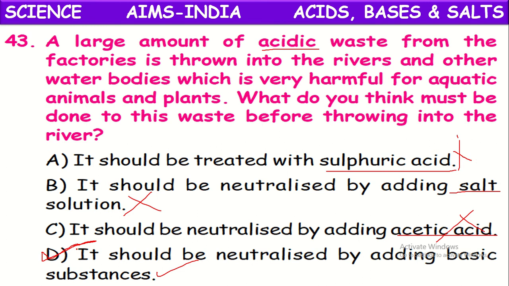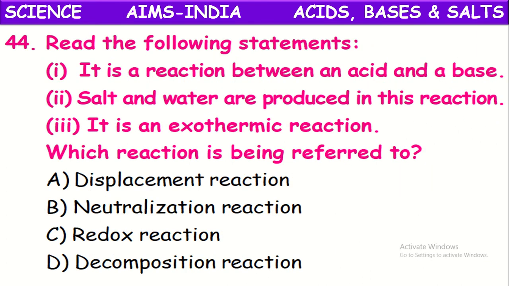Right? Next one. Read the following statements here. It is a reaction between an acid and base. I think from the first one itself we can answer it. Let us see the remaining also. Salt and water are produced in this reaction. It is an exothermic reaction. So from these three, we can easily say it is a neutralization reaction. In a neutralization reaction, an acid and base react with each other and form salt and water as the products, and along with them, a certain amount of energy is also released. Hence, it is called an exothermic reaction. So it is neutralization reaction.